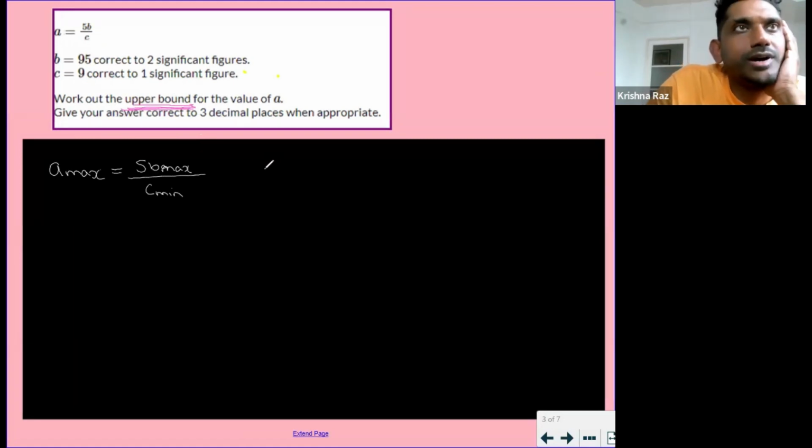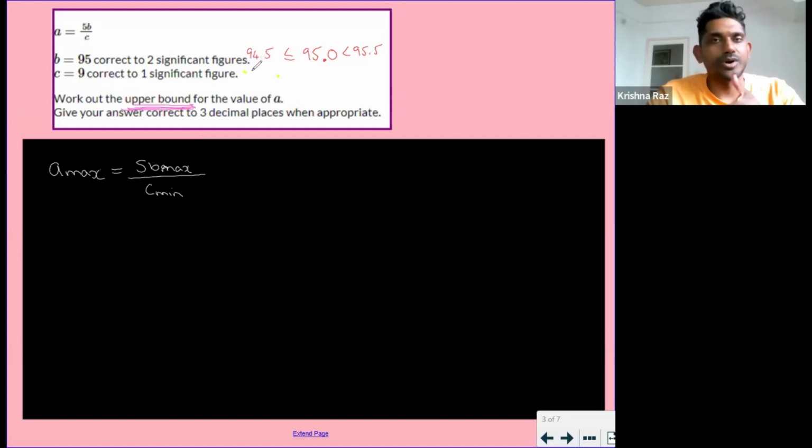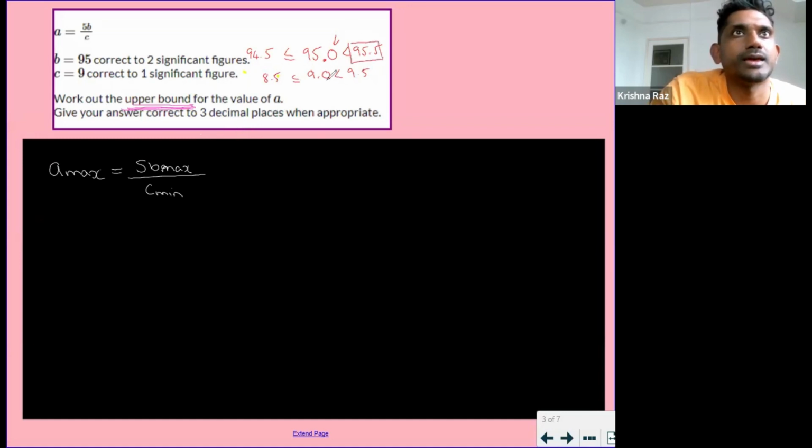Now, I'm going to write down the values with an inequality. So 95, my secret is just add a decimal place, add a digit, must be between 95.5 and 94.5. So bounds always end in fives. If you add that place, you just have to go 5 more and 5 less. So I've got a 9 for C, so I've got 9.0. 5 more, 9.5, 5 less, 8.5. So in this one, I need B max and C min.